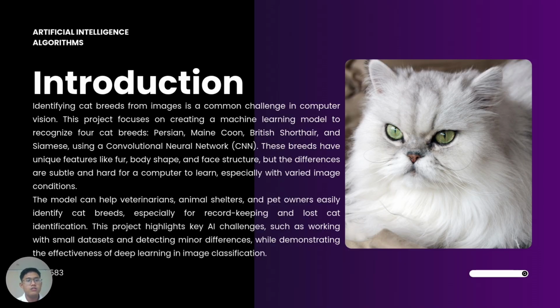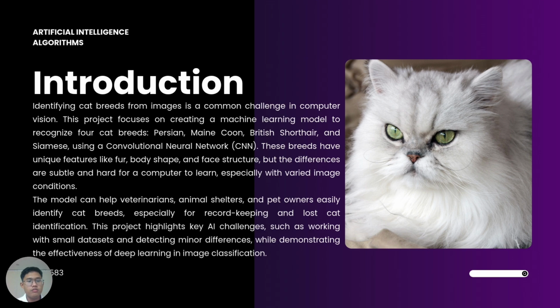Next. So the introduction of our project is that identifying cat breed from image is a common challenge in computer vision. This project focuses on creating a machine learning model to recognize four cat breeds, which are Persian, Maine Coon, British Shorthair, and Siamese, using a convolutional neural network, which is CNN. These breeds have unique features like fur, body shape, and face structure, but the differences are subtle and hard for a computer to learn, especially with varied image conditions.